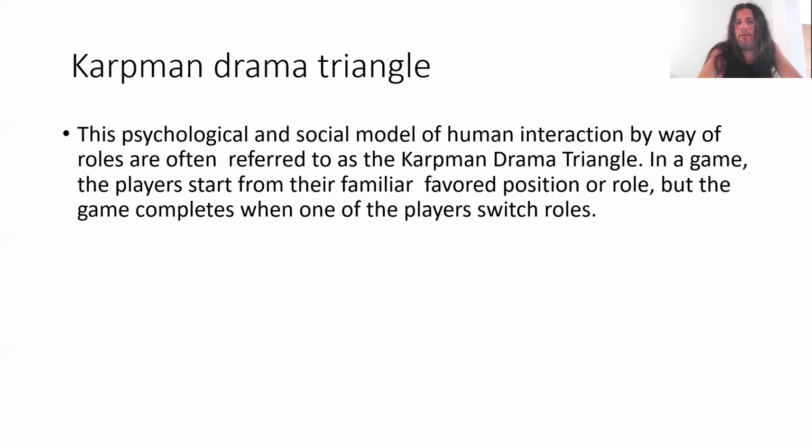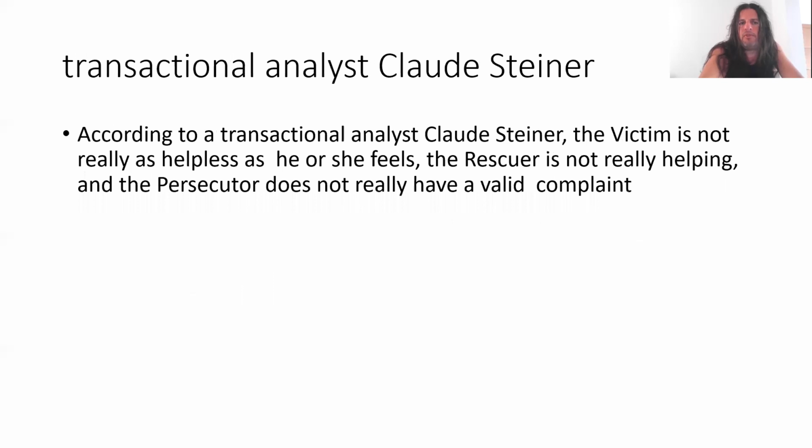The Karpman drama triangle. This psychological and social model of human interaction by way of roles is often referred to as the Karpman drama triangle. In a game, the players start from their familiar favored positional role, but the game completes when one of the players switches roles.